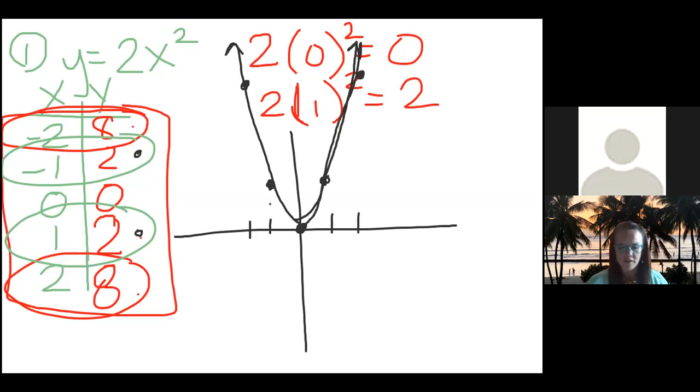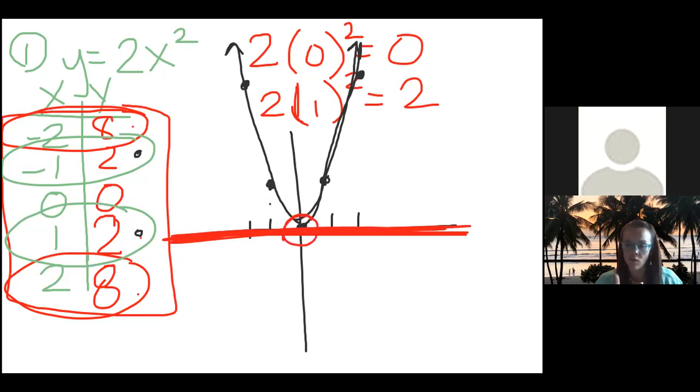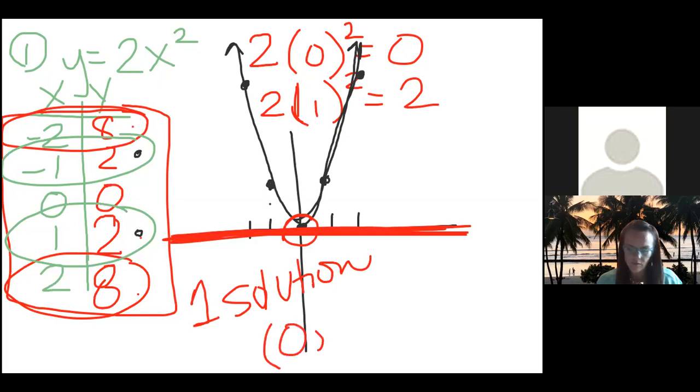So the final question is, what in the heck is the solution, or is there a solution to this graph? Remember, the solutions are where it crosses the x-axis right here. It only crosses it one time. So there's one solution, and the solution is at 0, 0, right at the origin. It crosses at the origin at 0, 0. So that is all we're looking at today.